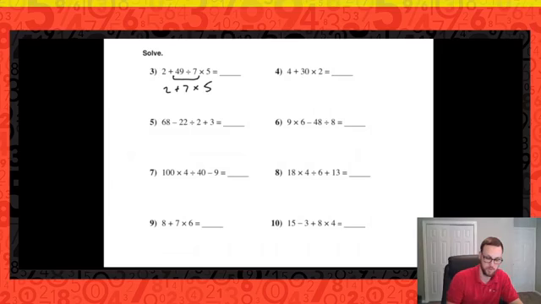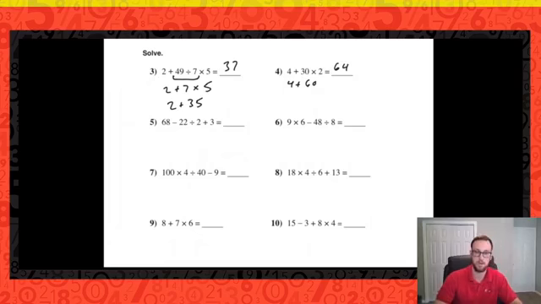A couple of people skipping straight to the answer. Very good. Okay. Yeah, so 7 times 5 is 35, and 2 plus 35 is 37. Very good. All right, number 4. Number 4, 30 times 2 is 60, and 4 plus 60 is 64. All right, nice job.